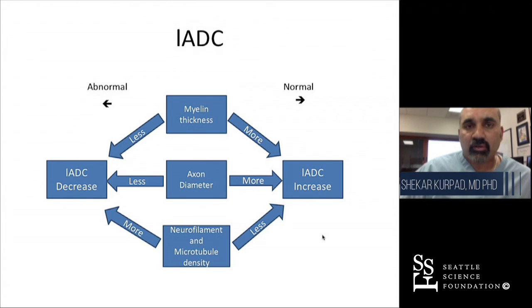ADC, or apparent diffusion coefficient, is more abnormal or reduced when myelin is less thick, axons are thinner, axon diameter is less, and there's more neurofilament and microtubule density, and the opposite would apply with ADC being more normal.